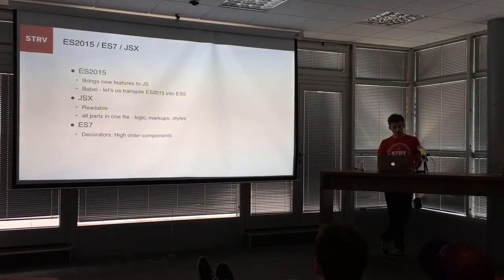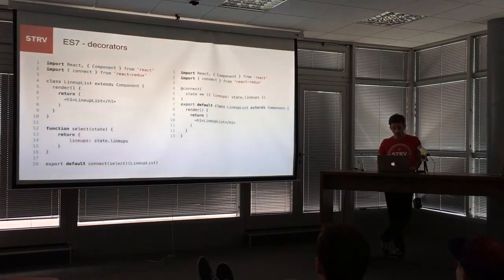About ES7, I said we use it just partly and we use its decorators, which we use as higher order components that are replacing mixins for us. It is basically a function that wraps our component with another. As you can see in the example here, on the right side we have decorator connect. On the left side it's a little bit more verbose without decorator. We use them, for example, for connecting Redux's state, which is well readable, as you can see, because we can immediately see what data goes into our component.